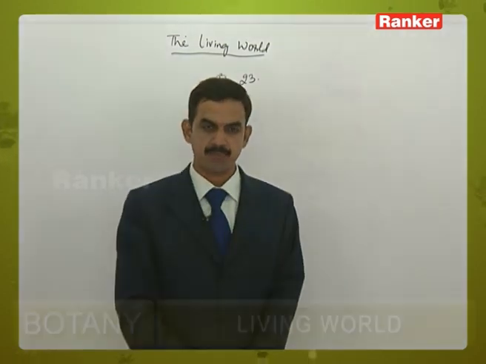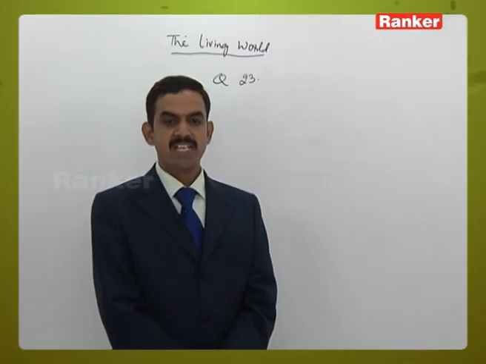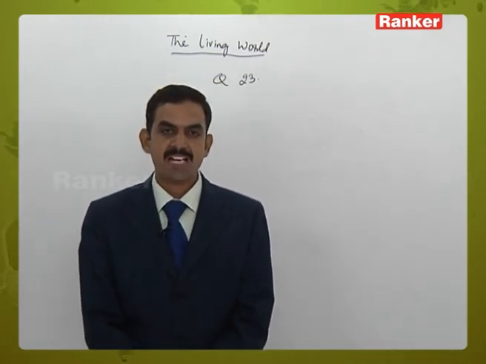Question number 23. Collection of these is the prime source of taxonomic studies. Options: 1. Fossils, 2. Specimens of plants and animals, 3. Chemicals produced by plants and animals, 4. All. Here the question is related to the prime source of taxonomic studies.